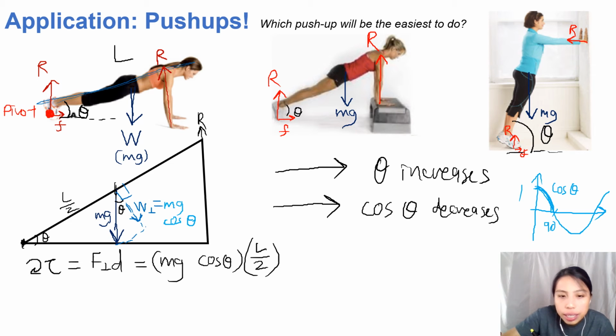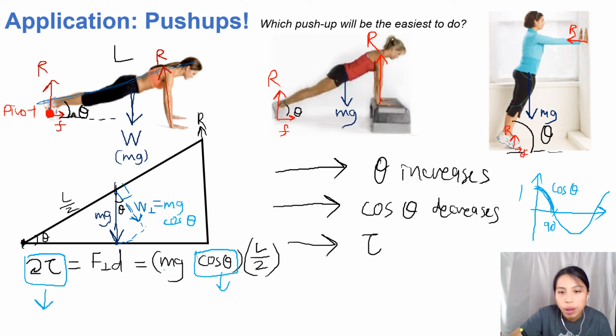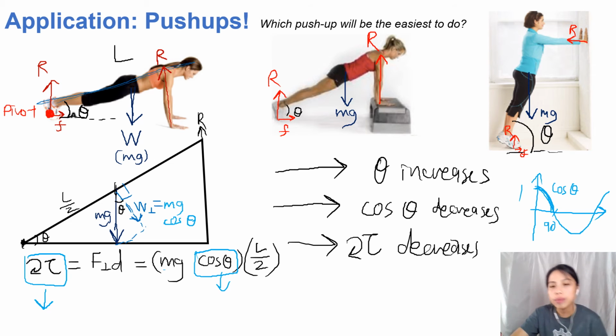If you look back at the equation, this cosine theta is getting smaller, and everything else is fixed. mg is fixed, L is fixed. That means your torque is also getting smaller. Therefore, the clockwise torque decreases. So as you move from a lower to a higher push-up, the weight of your body is causing a smaller torque, just because of the angle. So it's much easier to use your arms to get a counter torque in order to do your push-ups.